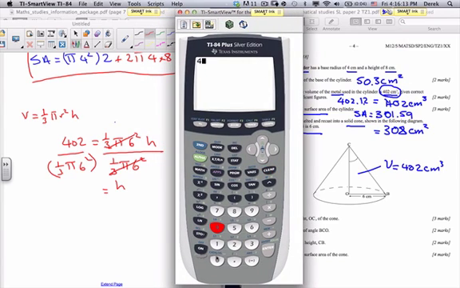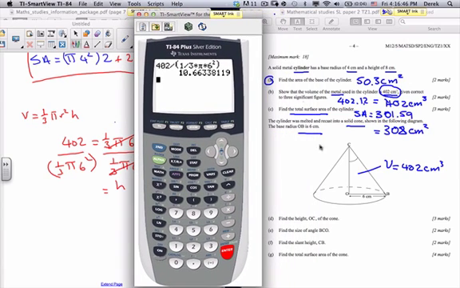I'm going to have 402, but now I want to divide it by all of that, so I must have my brackets. So that's going to be 1/3, so it's 1 divided by 3 times pi times 6 squared, which is 36. We can do it as 6 squared, close brackets, enter, and I get 10.66. So my answer for this is the height is equal to 10.66, which is 10.7 centimeters.